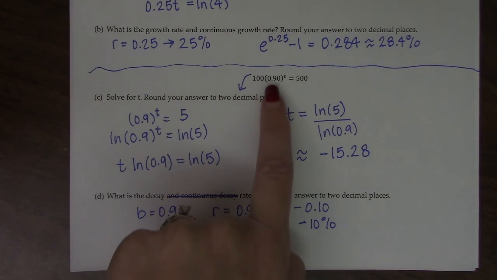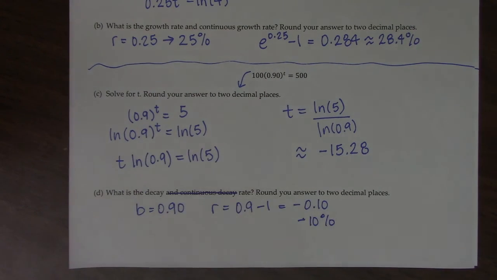So when you're looking at a decay function in this form, the b value inside is telling you how much you're keeping every increment of time. So we're retaining 90%, which means we're losing 10%. So this rate of negative 10%, you can sometimes just see that in the number.